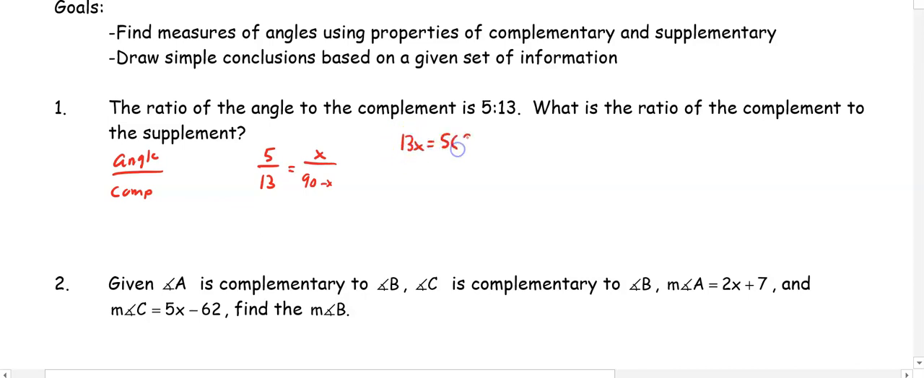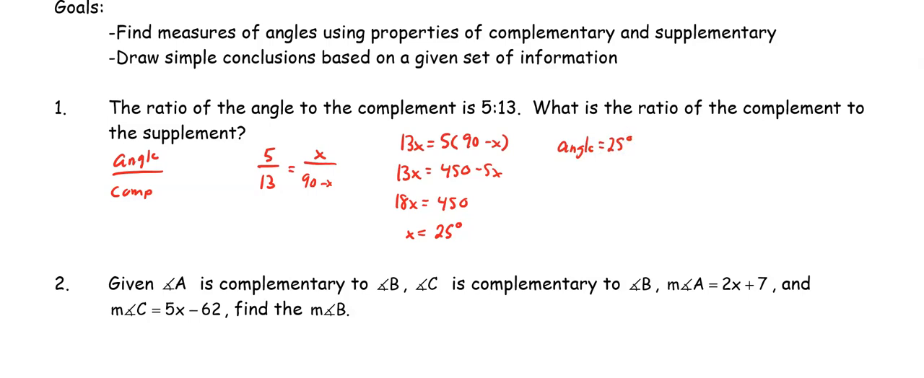So we get 13x equals 5 times 90 minus x. We can distribute the 5, so 13x equals 450 minus 5x. We can add 5x to both sides, so 18x equals 450. So when we divide, that means our angle is 25 degrees, because remember, x is our angle. So now we want to find the ratio of the complement to the supplement.